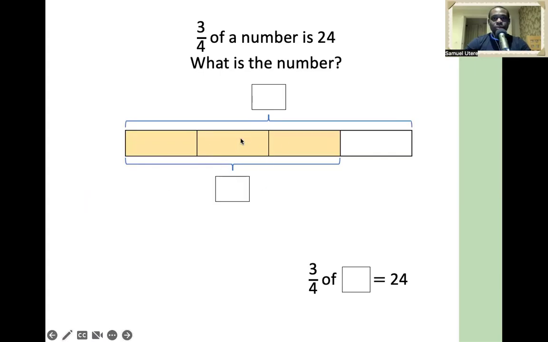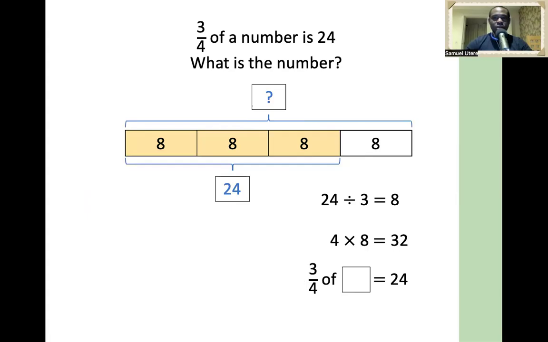So now we'll divide 24 by 3 because we're told that 3 parts of these 4 is equal to 24. Now we know what each part is worth. And of course, we can now multiply. Once we know that each is 8, we can now find the whole lot by multiplying 8 by 4 because we have 4 parts altogether. And that gives us 32.